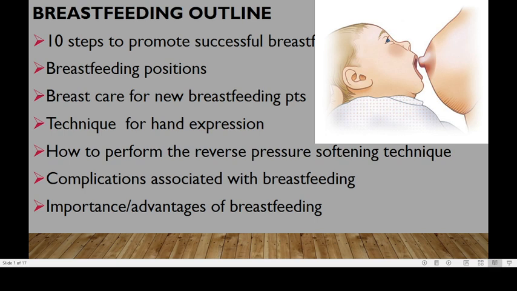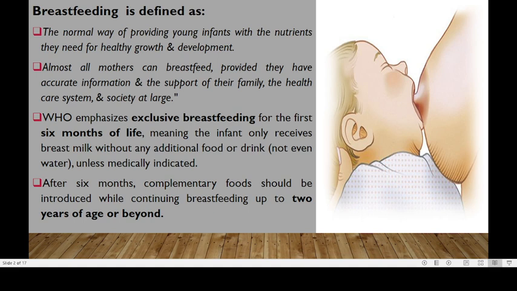So based on this outline, we'll look at the 10 steps to promote successful breastfeeding, the five main breastfeeding positions, breast care for new breastfeeding patients, new mothers, the technique for hand expression, and also show you how to perform the reverse pressure softening technique. We'll also state some complications associated with breastfeeding. And lastly, we'll look at the importance and the advantages of breastfeeding. So let's get right into it.